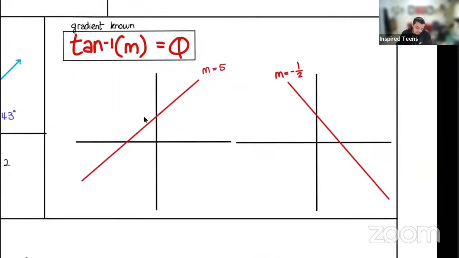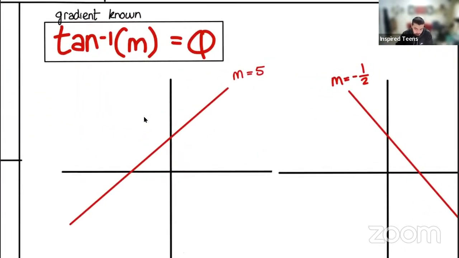What about if the gradient is known? We have again the straight line, and here the gradient is given, m is equal to 5. Sometimes they might not explicitly say the gradient of this line is this, but they might give the straight line equation: y is equal to 5x plus 3. Again, the gradient is known because remember, the m before the x is the gradient, which is 5.